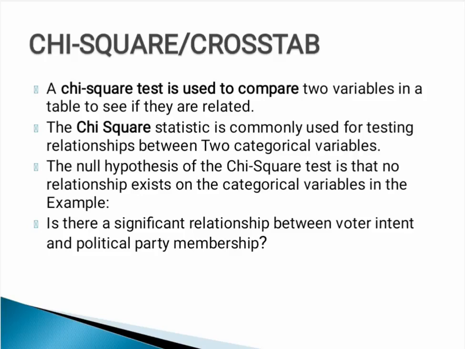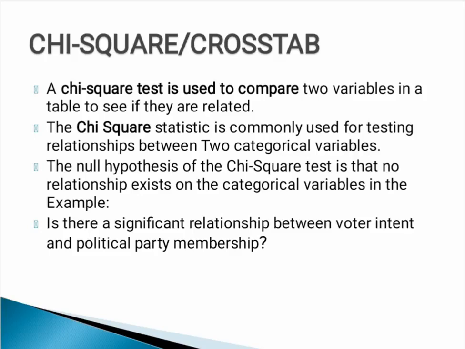So chi-square is actually a comparison between two or more variables, and with the comparison we want to see if they have a relationship between them or not. The chi-square is commonly used for testing the relationship between two categorical variables. Categorical variables means you can make or develop categories within the variables. We will see further examples in our next slides.